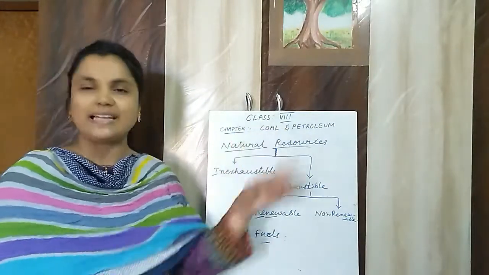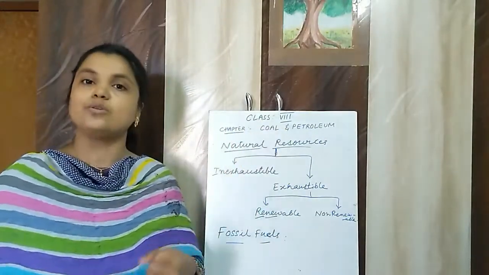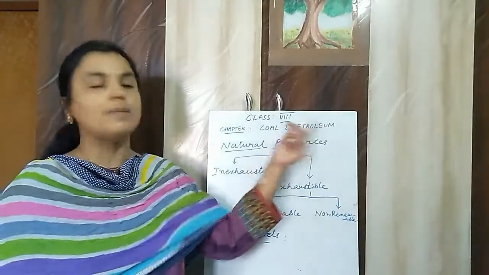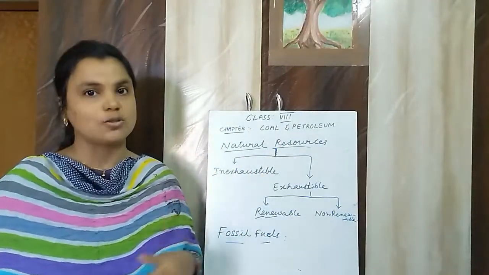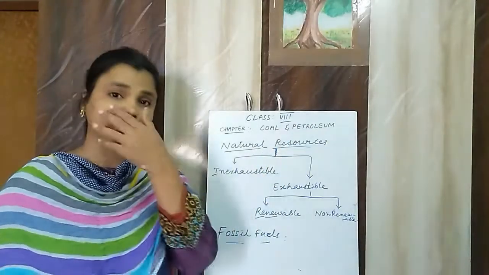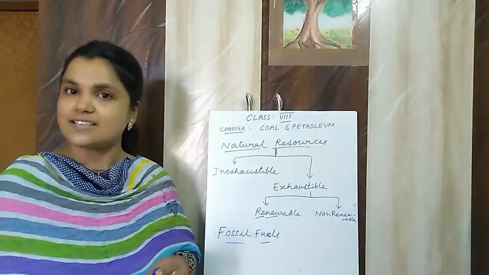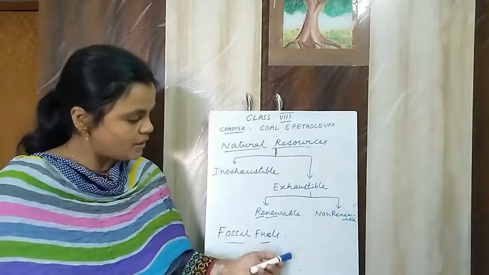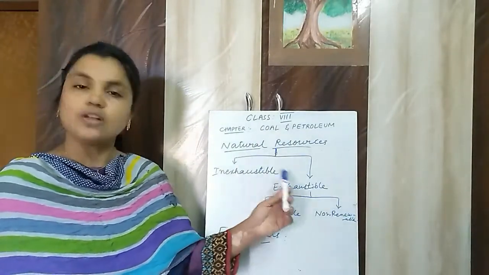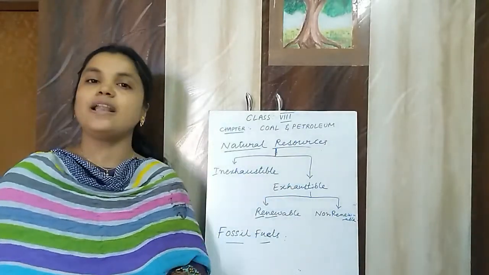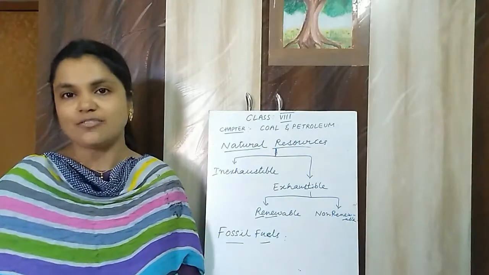Our chapter is mainly about the formation of coal, how it is used and how it is processed. In a similar manner, we will learn how petroleum and natural gas are formed and how they are used. We will learn about them in detail in this chapter, children. For today, I'll stop here, and what you have to do is find out examples of inexhaustible and exhaustible natural resources.